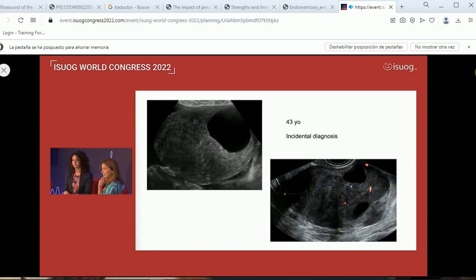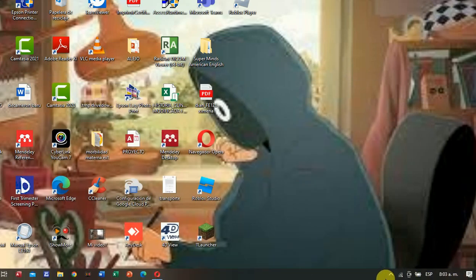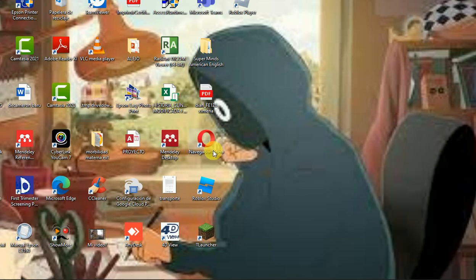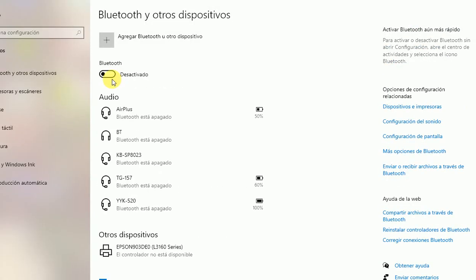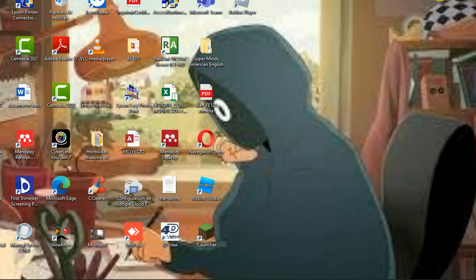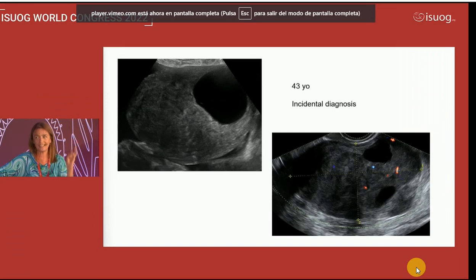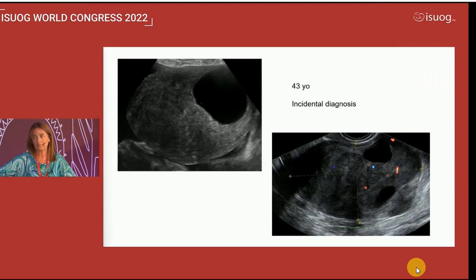And this one, again, to my eyes, more difficult, because 43 years old, incidental diagnosis, and looking at the image on the left, if these are two images of the same patient, of course. If I put on color and found a strong vascularization inside, like a lead vessel, with that picture I would suspect Krukenberg, especially if bilateral.